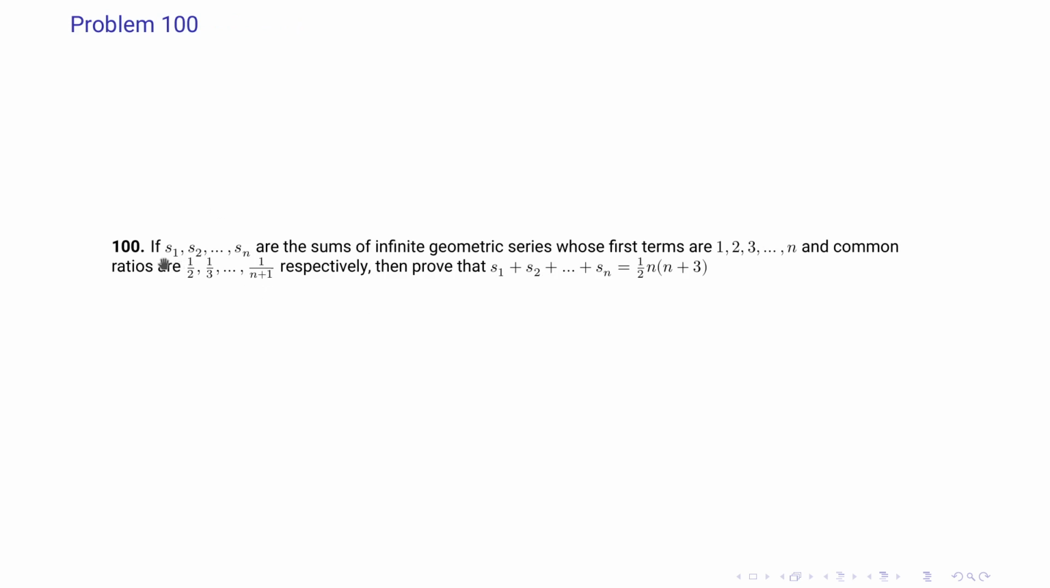Problem 100 says that if S1, S2 up to Sn are the sums of infinite geometric series whose first terms are 1, 2, 3 up to n and common ratios are 1 by 2, 1 by 3 up to 1 by n plus 1 respectively, then prove that S1 plus S2 plus up to Sn is equal to 1 by 2 into n into n plus 3.